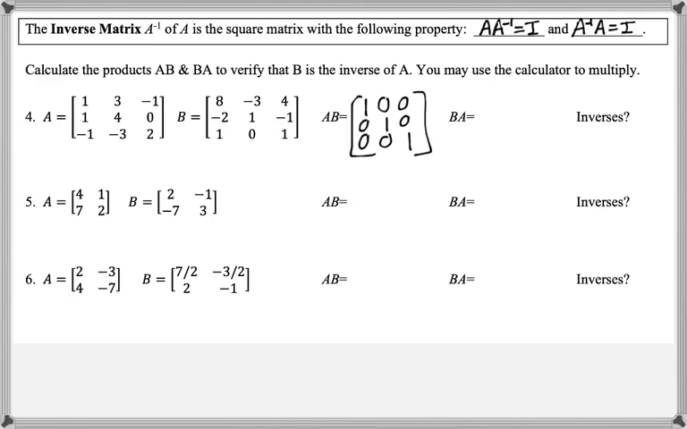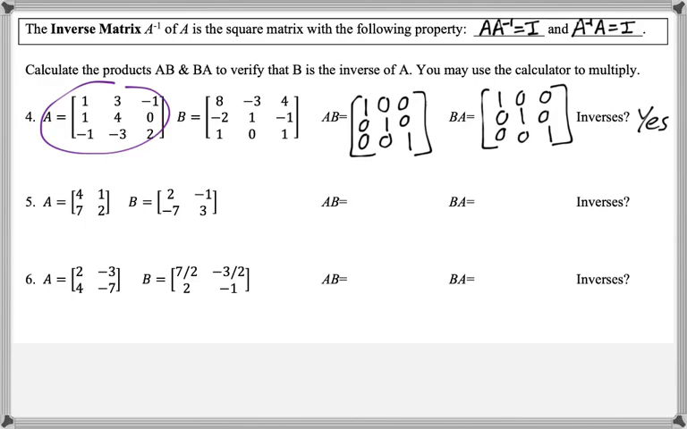for A times B. And then if we do B times A, we also get the 3 by 3 identity matrix. So yes, this means that the original A and B are inverses.